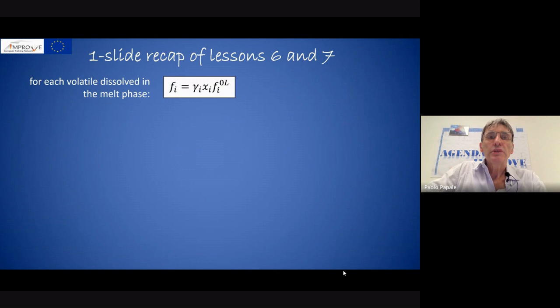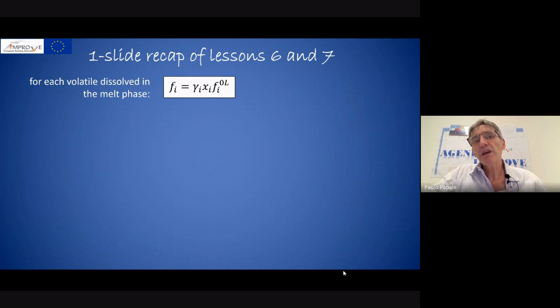Let's start with a one-slide recap of the previous lessons. We have discussed what happens when we mix individual components into a mixture. And particularly, we have been examining volume and entropy as they result from mixing together individual components. Volume and entropy are important because they contribute to define Gibbs energy. And we know that for any given pressure and temperature, minimization of the Gibbs energy is the criterion for equilibrium.